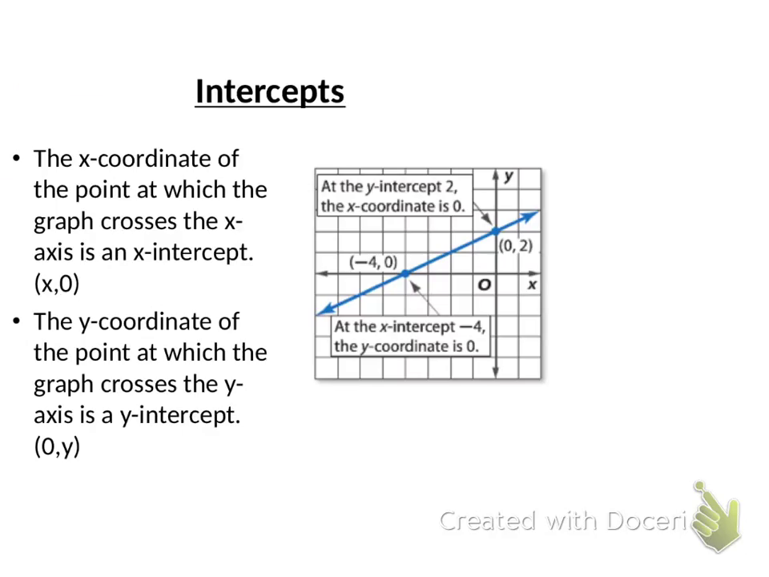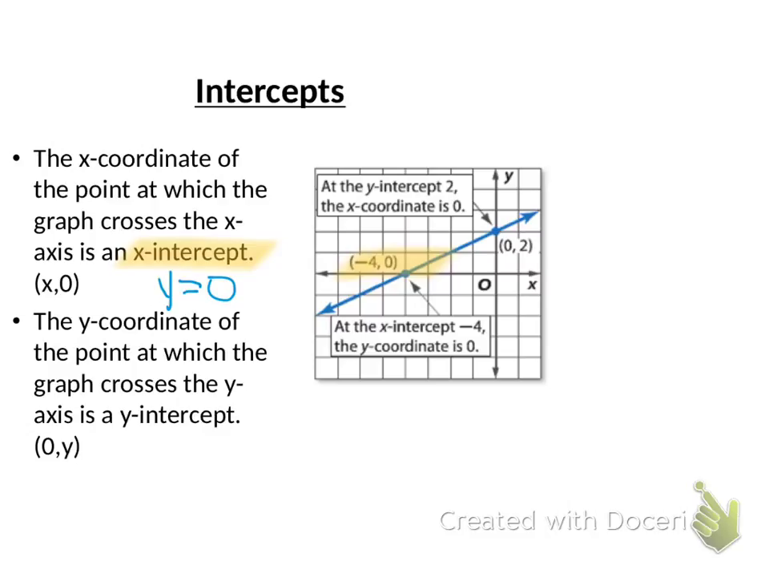Alright, the next thing we want to look at is the second part of what I was introducing. We first identified whether it was a linear equation or not. Now we're going to identify intercepts of linear equations. We've got two kinds of intercepts. We've got the x-intercept, in which the x-coordinate of the point at which the graph crosses the x-axis is an x-intercept. So it's always going to be the ordered pair x, 0. For an x-intercept, our y value will always be 0.